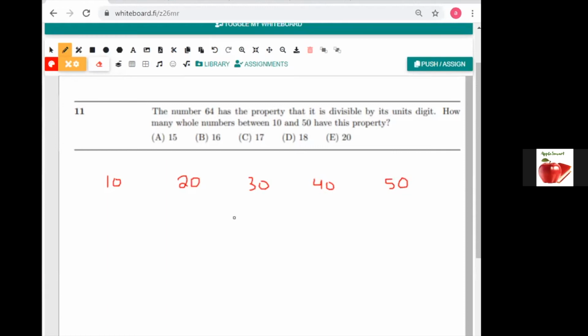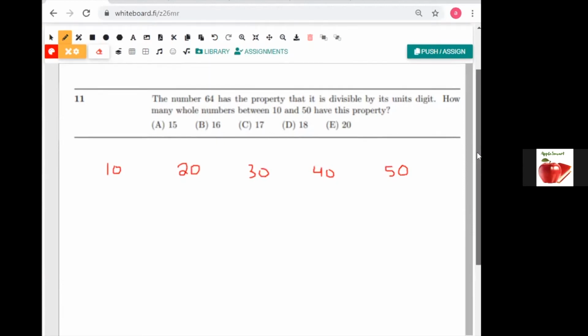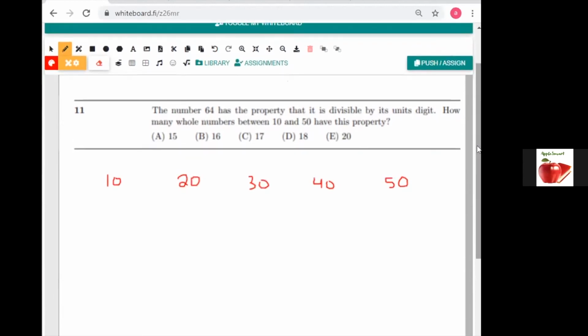How many numbers between 10 and 20 have this property? I'm just thinking about how many numbers have this property. So how many numbers are divisible by 2 between 10 and 20?